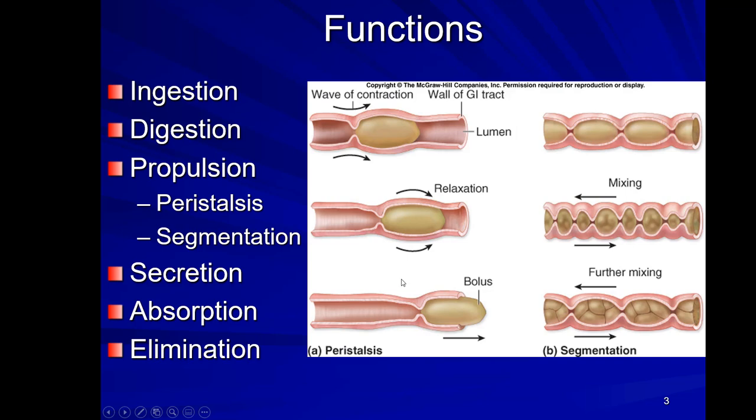Secretion refers to glands secreting things into the GI tract to help with digestion. This could be something as simple as saliva that's going into your oral cavity to help start breaking things down. As far as absorption, as you're probably well aware, a lot of the food that we eat is absorbed in the intestines, and that's how we get it into the body. And then what's not absorbed is eliminated as feces.